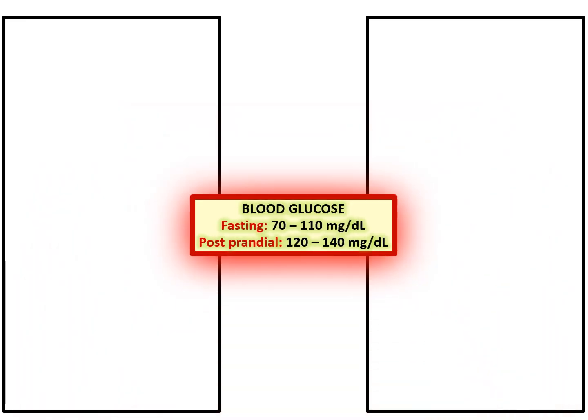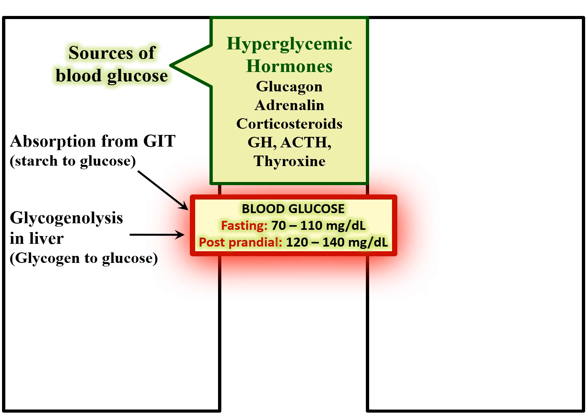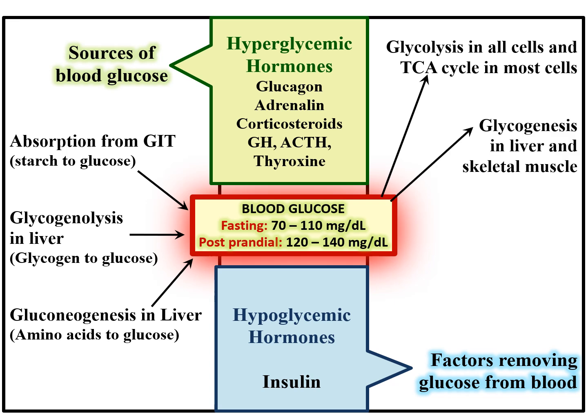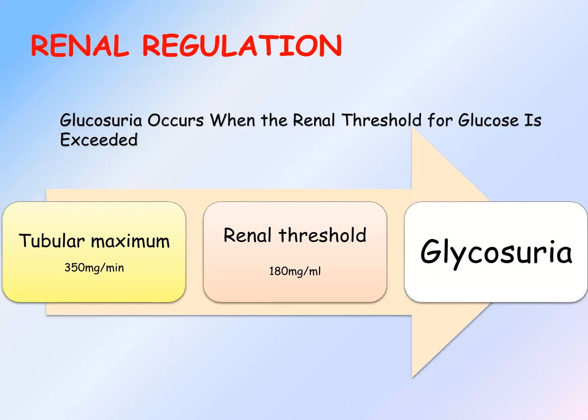The normal blood glucose level is fasting 70 to 110 milligram per dl, postprandial 120 to 140 milligram per dl. Again, I have shown the hyperglycemic hormones, what the sources are, how they are absorbed, the different pathways, and how they are involved in blood glucose regulation in order to maintain the hypo as well as hyper state. So these are very important slides you can write for the exam.